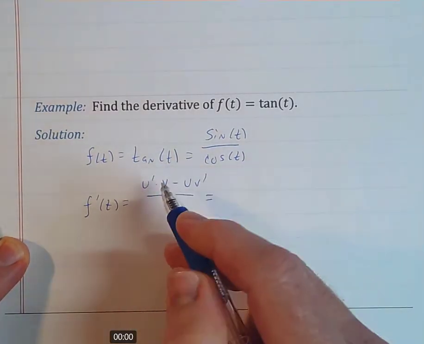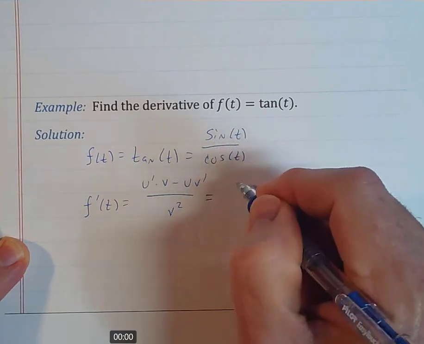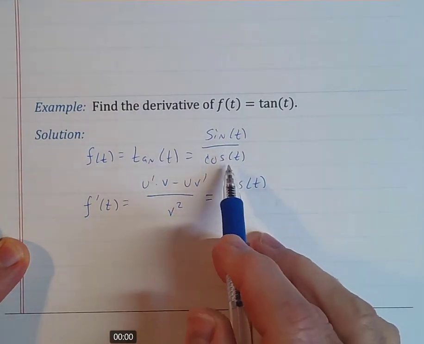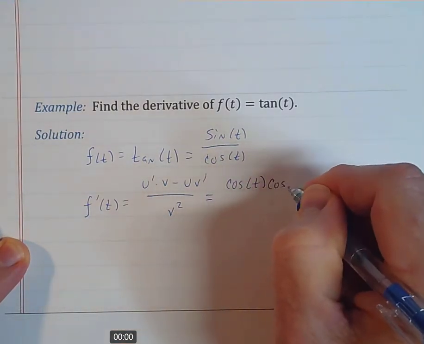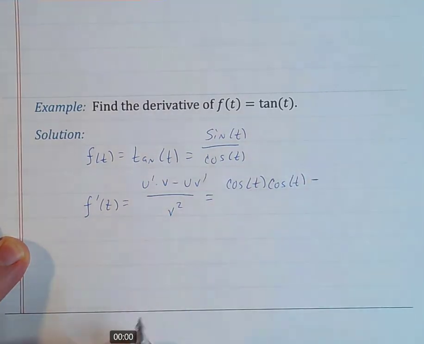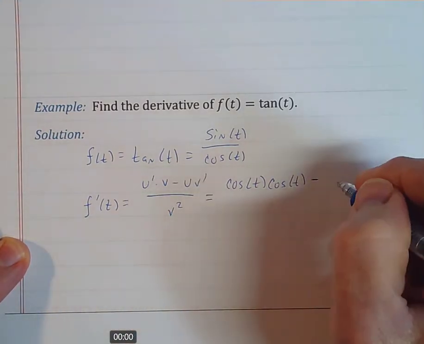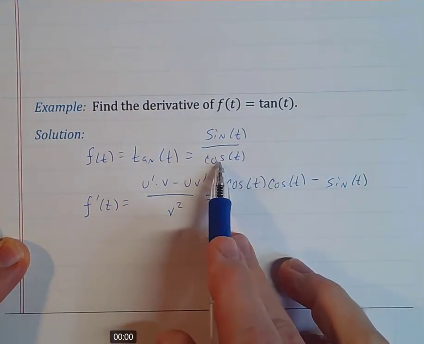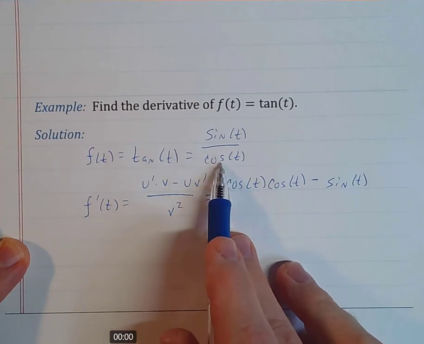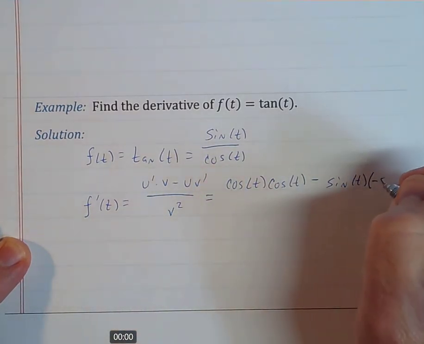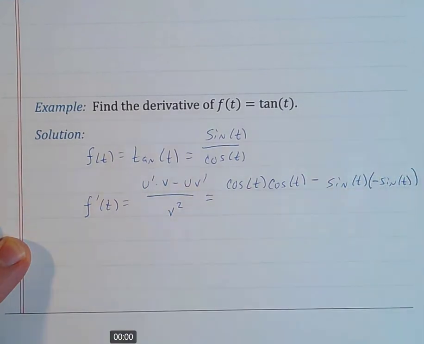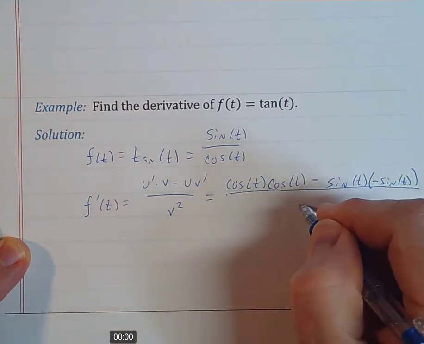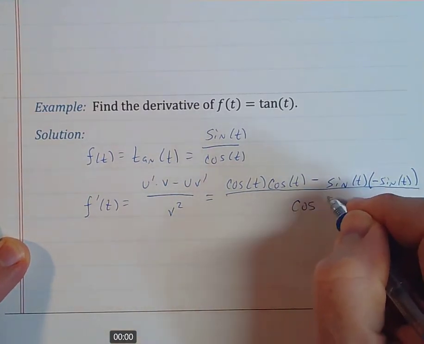And so the derivative of the top, well, the derivative of sine is cosine. So I get cosine of t. And I multiply that by the bottom, which is cosine of t. Minus the top, which is sine of t, times the derivative of the bottom. So the derivative of cosine. Now remember, the derivative of cosine is negative sine. Okay, and I've got all that. I'm going to divide that by the denominator squared. So that would be cosine squared t.